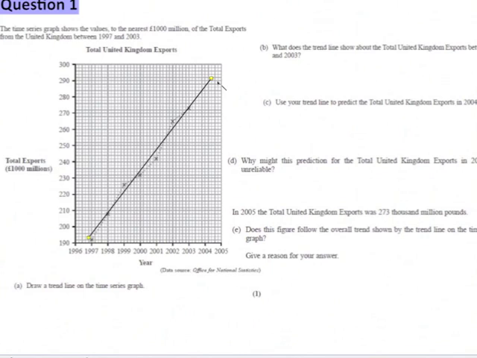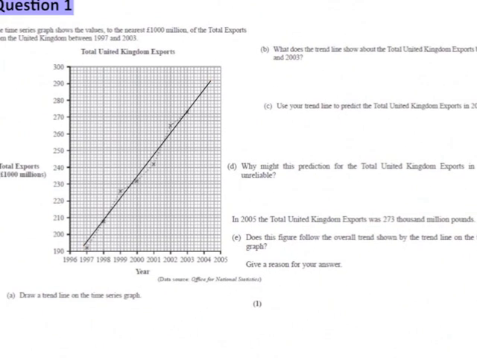We're then asked, what does the trend line show about the total United Kingdom exports between 1997 and 2004? What's happening? They are going up. They are increasing. We're then asked to use our trend line to predict the total United Kingdom exports in 2004.